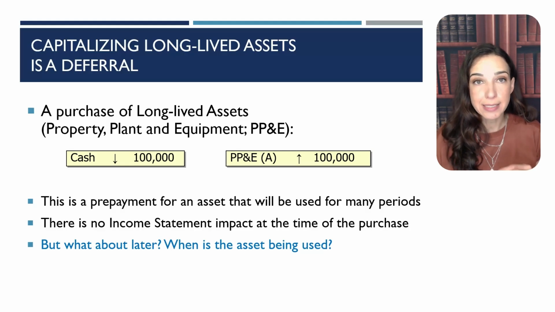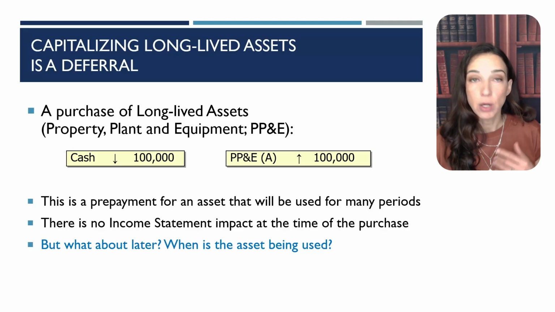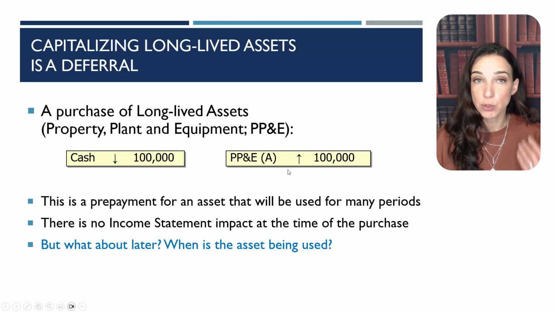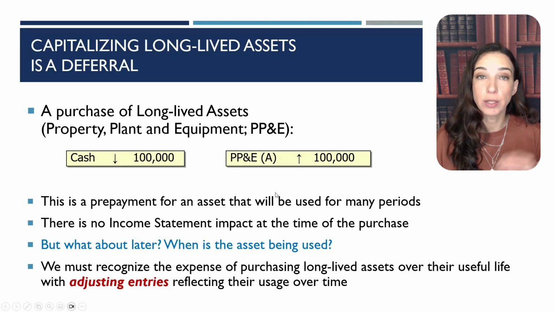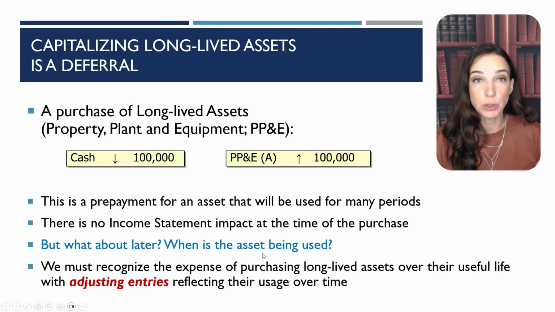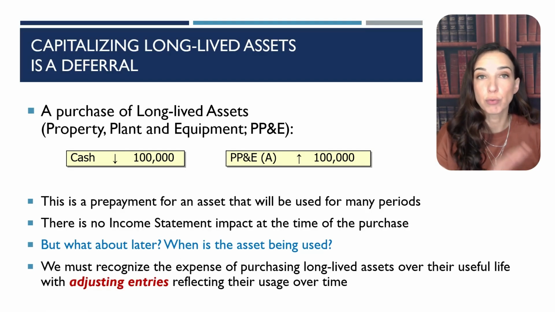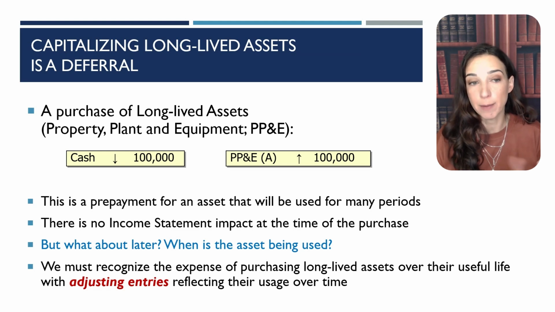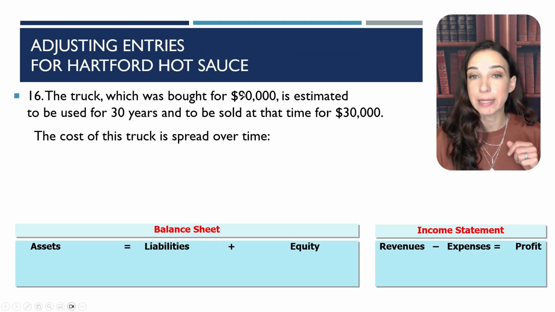So it makes sense that we want to spread the cost of this asset over multiple periods in the future as well. As we use this asset up, we're going to recognize the expense associated with that, and we're going to call it depreciation. Depreciation is going to be an adjusting entry that we do that reflects the usage of long-lived assets over time. Hartford Hot Sauce bought a truck for $90,000.